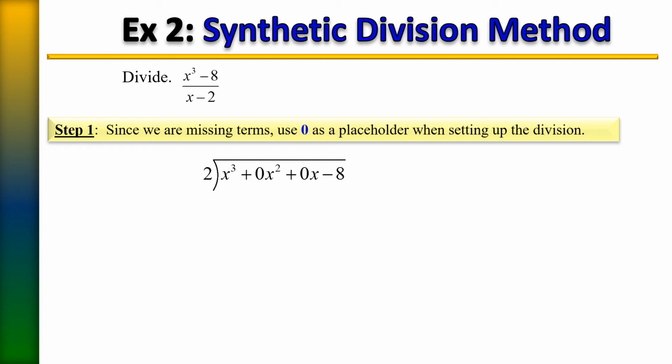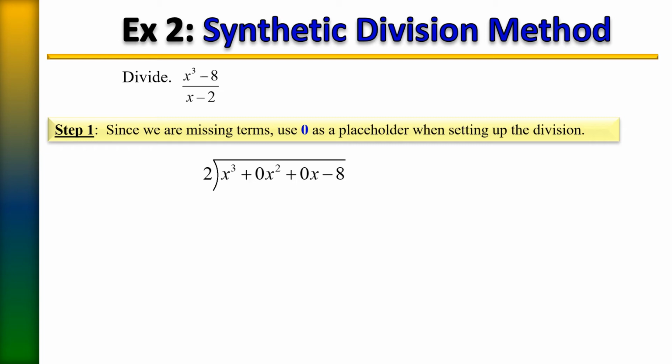So 2 is on the outside, and then notice we filled in those empty or missing values with a 0, but we still have their variable there. Now eventually we're going to drop those variables, but I wanted you to see what your coefficients would be. So let's go through and identify our coefficients.